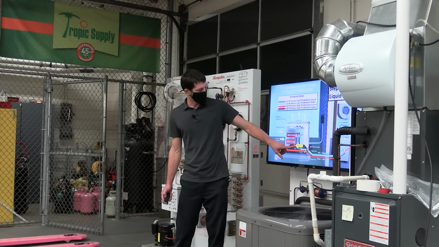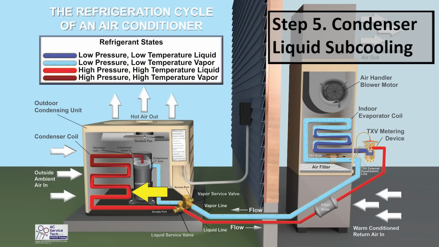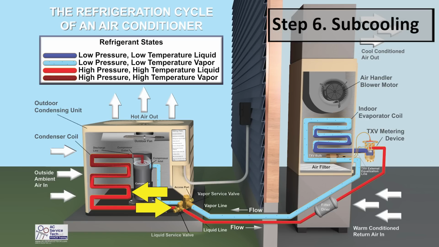So this right here is where it changes out of the saturated state into a complete liquid. Once it turns into a liquid, that's when it can start falling in temperature, and here we have subcooling. The temperature lowering of the refrigerant from here to here.